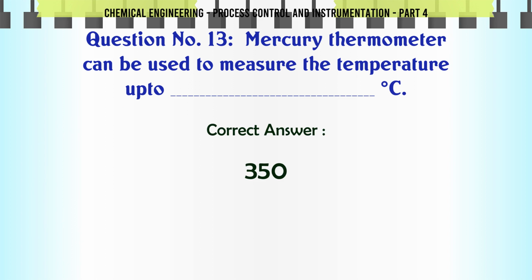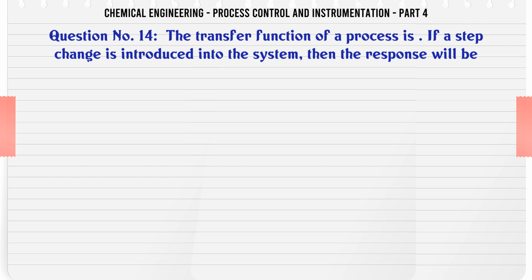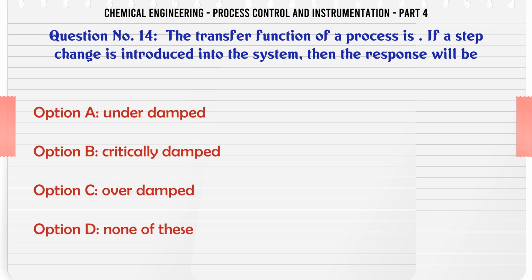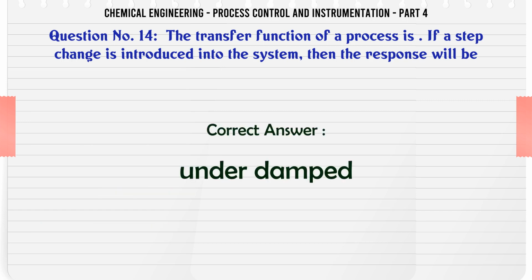The transfer function of a process is given. If a step change is introduced into the system, then the response will be A. Underdamped. B. Critically damped. C. Overdamped. D. None of these. The correct answer is underdamped.